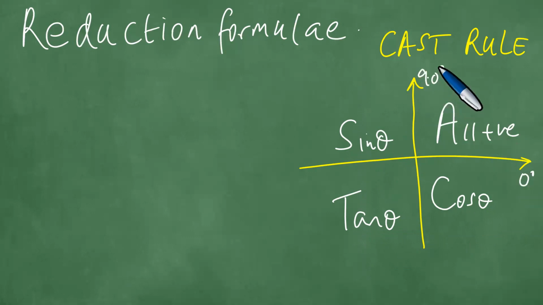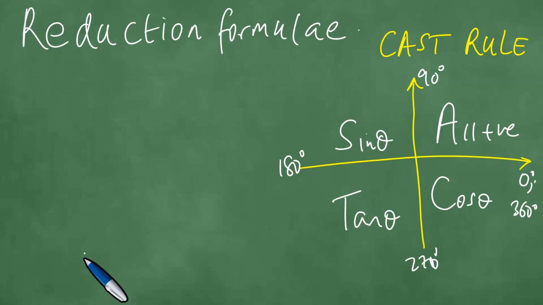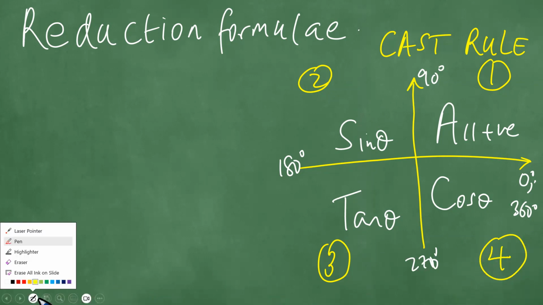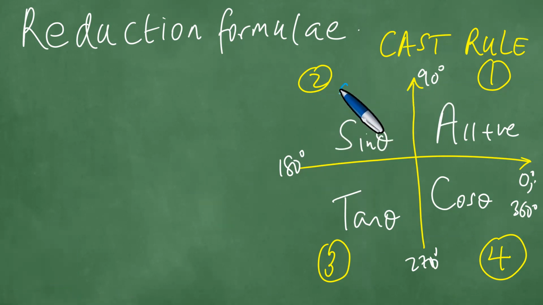Zero, 90, 180, 270, 360. In view of the CAST diagram, we have here 90 degrees; this one is the first quadrant, the second quadrant, the third, and then the fourth quadrant. Let's put a little bit more information here. This one will be 90 degrees plus theta.